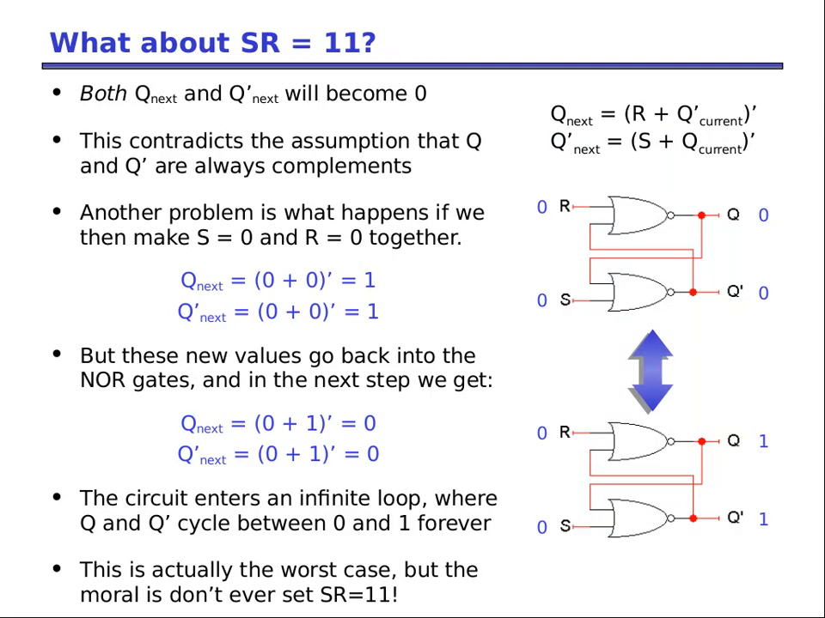All right. What about 1, 1? Well, sadness occurs is the answer. Okay, so if you're trying to set it and reset it, both Q next and Q naught will become 0. Does that make any sense? No.